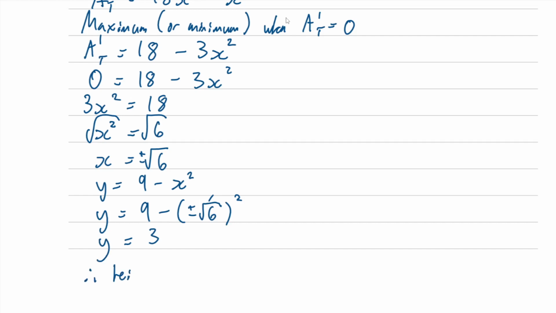So therefore, the height of the wall for maximum area is 3.